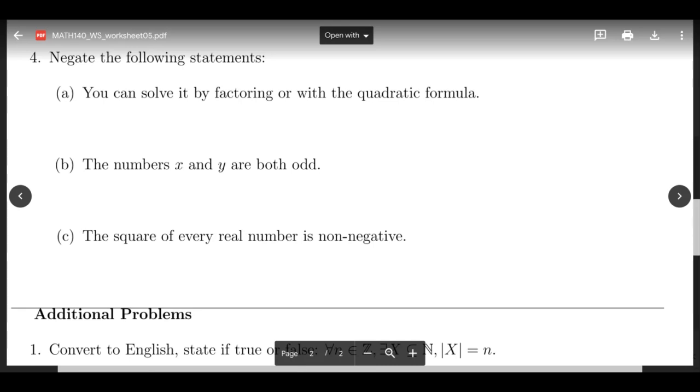Right. If you want to use a sentence, you cannot solve it by factoring and not with the quadratic formula. Yes, so De Morgan's law, right? You can use neither nor. You can neither solve it by factoring nor with the quadratic formula. By doing this, you just negate the whole thing. That's what we use in English, neither nor, great.